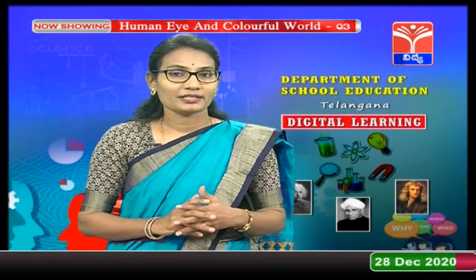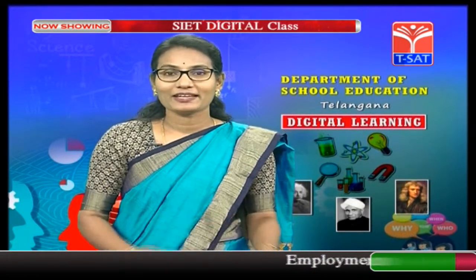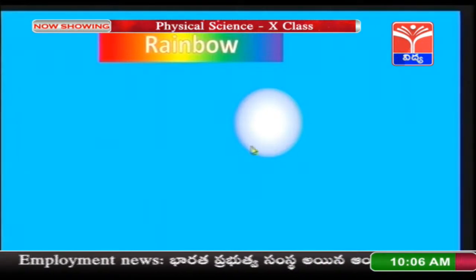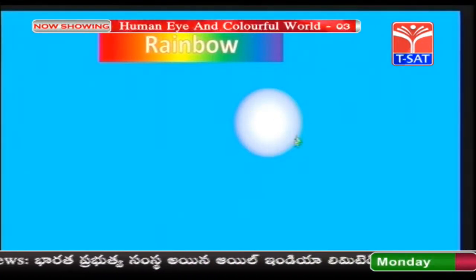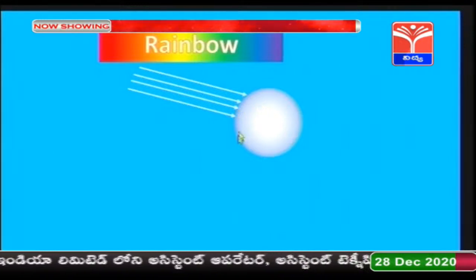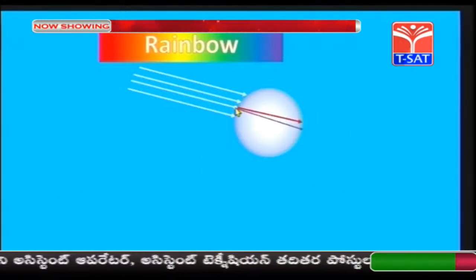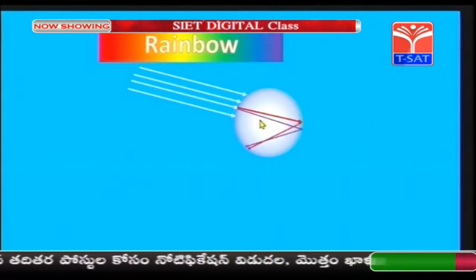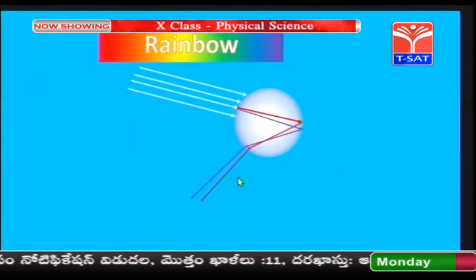Let us understand this formation of rainbow graphically. See here children, observe this picture. Here there is a water droplet. I am taking only a single water droplet. So when the sunlight is incident on this water droplet, the light rays are dispersed inside the water droplet and emerge out as the whole spectrum of colors.